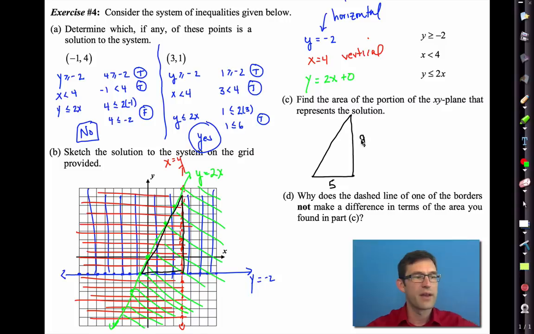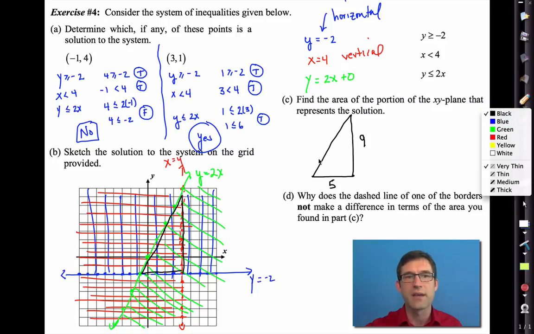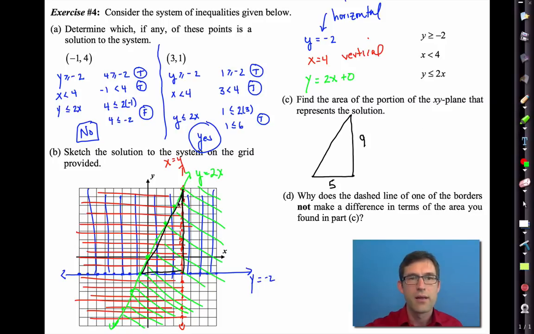All right, so not the nicest. Well, wait a second, 9 or 10? Oh, no, we're all the way up to here. That was my mistake. Sorry about that. Yeah, the solution set extends all the way up there, so it's not 9, it's 10. So the area will be base times height divided by 2. So obviously 50 divided by 2 gives us an area of 25.